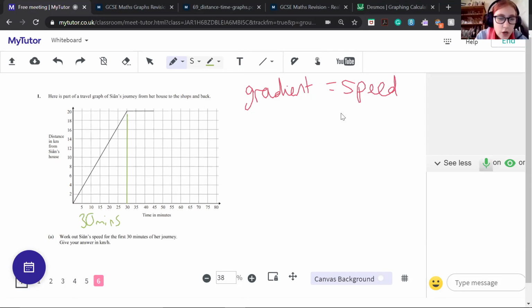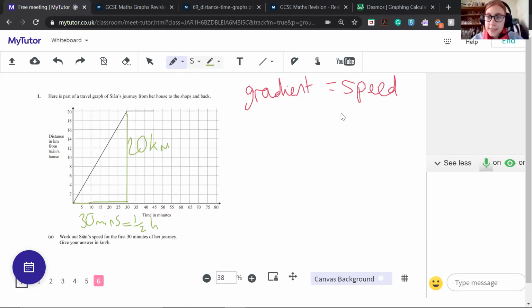But we want the answer in kilometers per hour. So let's express that as half an hour. And what's the distance in kilometers that she is away? 20. The length of this side of this triangle that we've drawn is 20 kilometers. So the bottom one that I'm doing is this here.